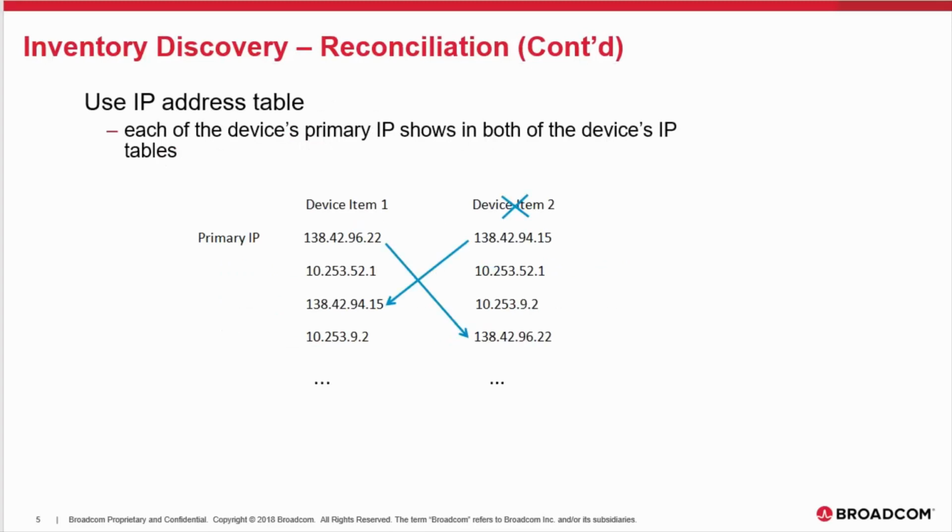Now, let's explore another scenario. Observe here the primary IP of one device is appearing in the device IP table for another device. This may happen when a single physical device is discovered by SNMP, DXVNA, or DX Mediation Manager. In this situation, inventory reconciliation avoids duplicates and creates only one device item.